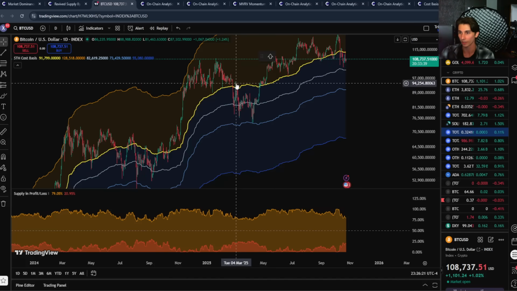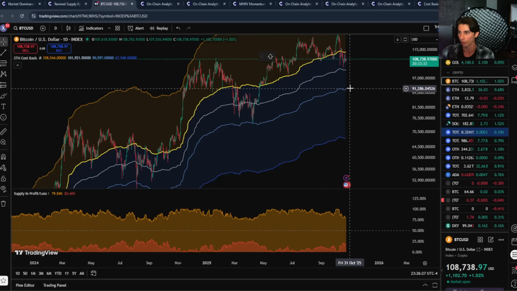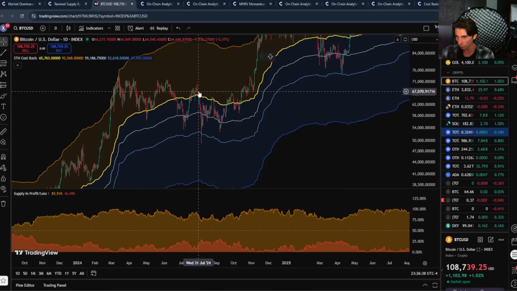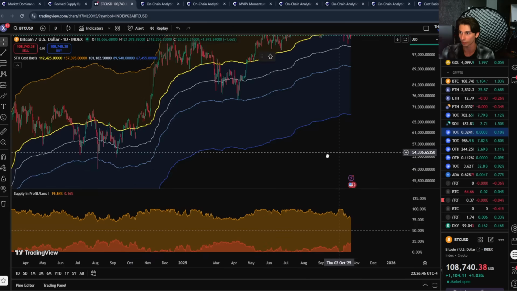We couldn't hold it and we basically rejected off of that level. And then only then did we go below and retest this lower band here. And we saw this again back in 2024 when we went below it a little bit, the negative 0.25, this gray band here. Retested the short-term holder cost basis at around 60 to 69K. And then only then we dropped below and got into this lower level here.